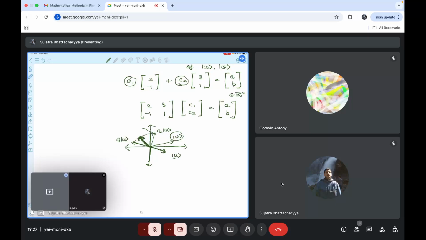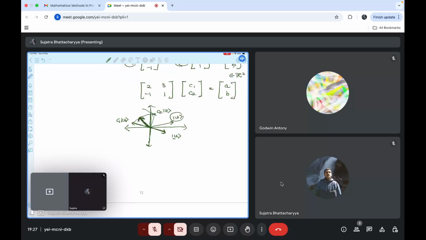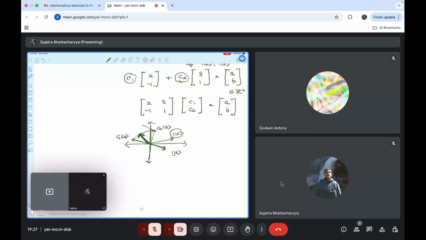It is difficult to visualize. If we put some values of a and b, then we can understand. So this is the main theme of the span. Any vector (a, b) we can write as a linear combination of the vectors u and v. If we can show that, then we can justify that u and v are the two vectors which span R2.